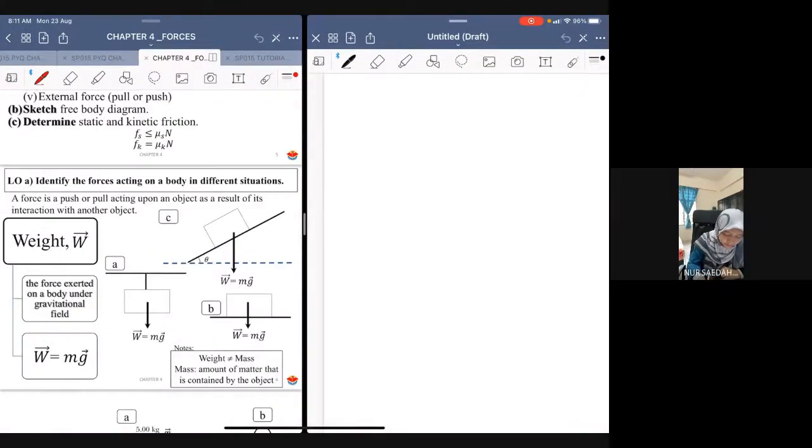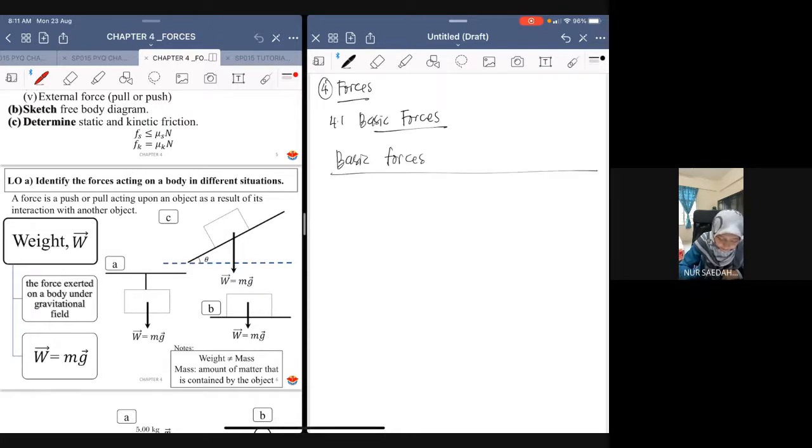Okay. So korang pun boleh tulis nota sekali dengan madam. Okay, so this one is chapter 4, forces. So 4.1 is about basic forces. Okay, kita boleh buat table. Definition dan direction.